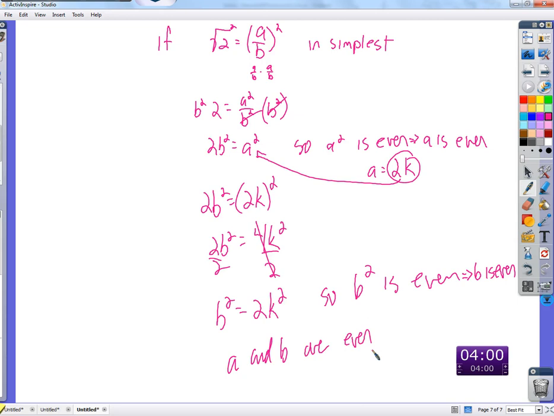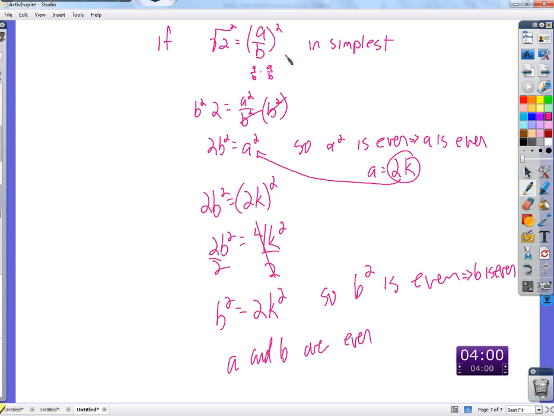If a is even, it means it's divisible by 2. If b is even, it means it's divisible by 2. It means a and b are both divisible by 2. The problem with that is that way back here, we said that the square root of 2 is equal to a over b, and that a over b was in its simplest form. But if that's true, then this is true, this is true, this is true, which means this couldn't be true. So this being true means it can't be true. It's called a proof by contradiction.